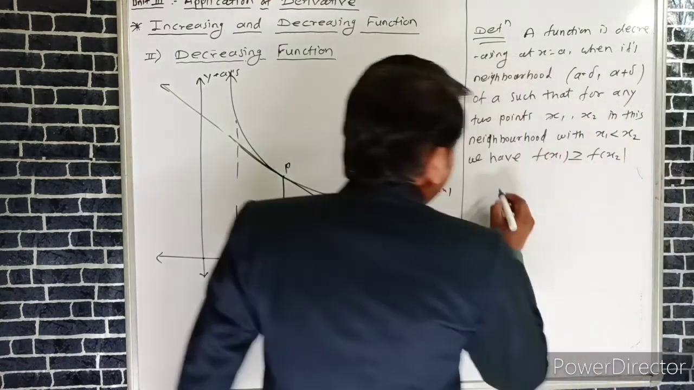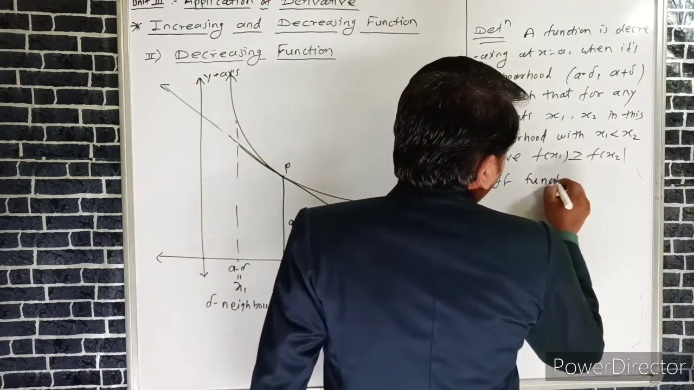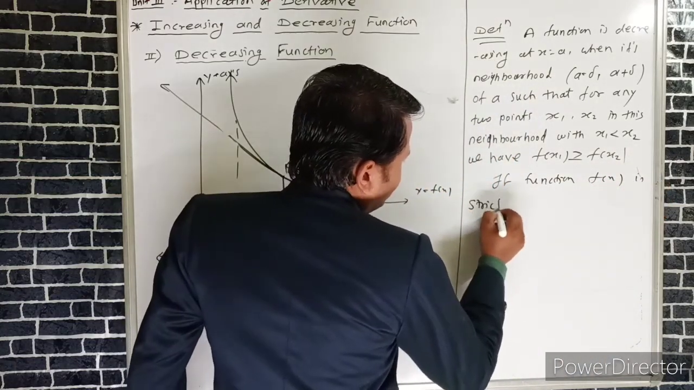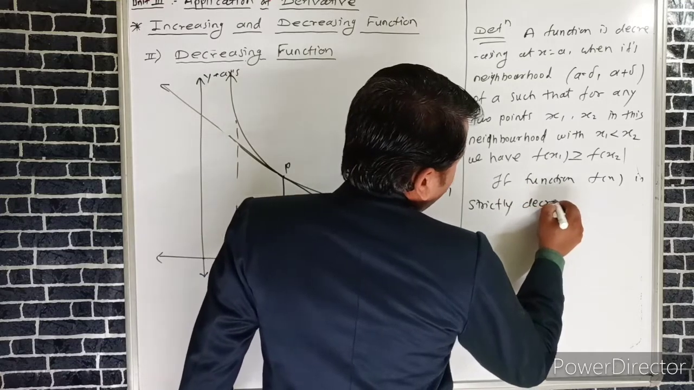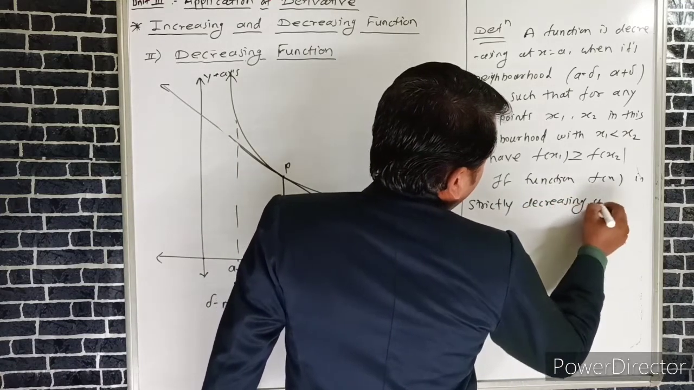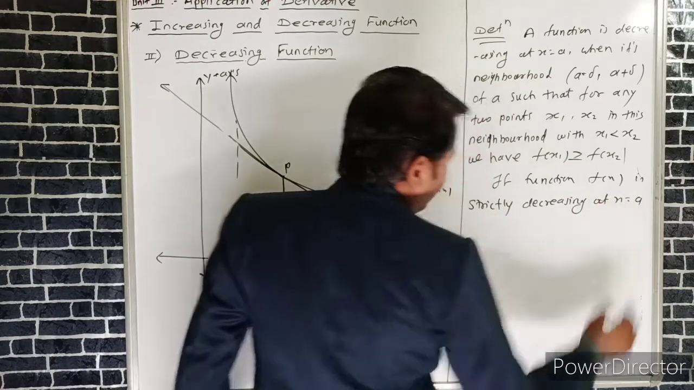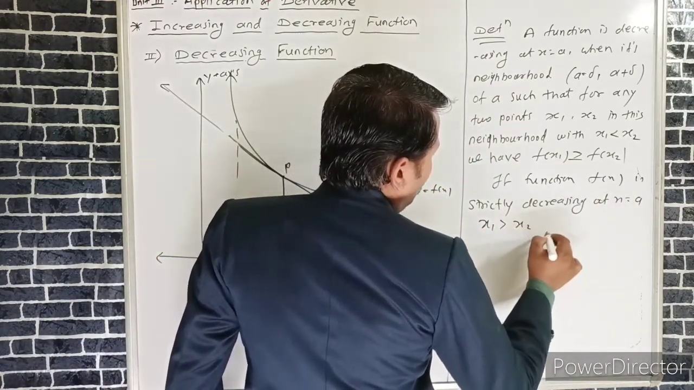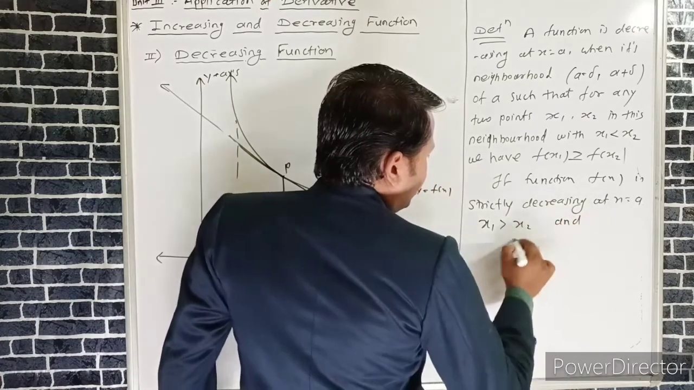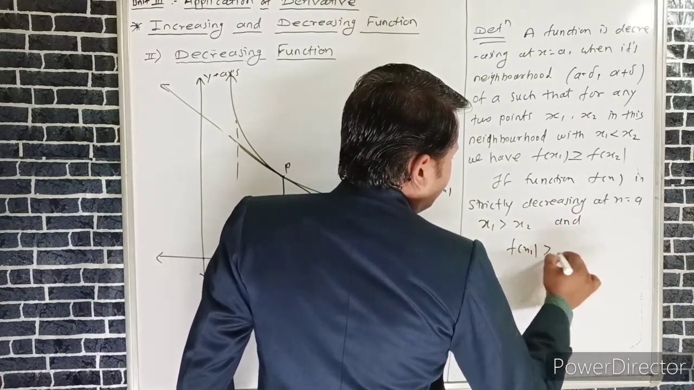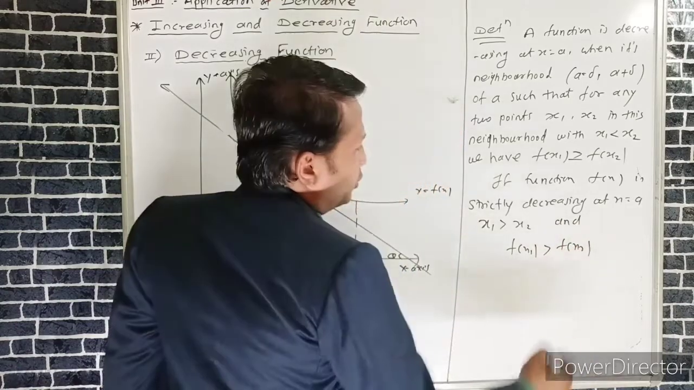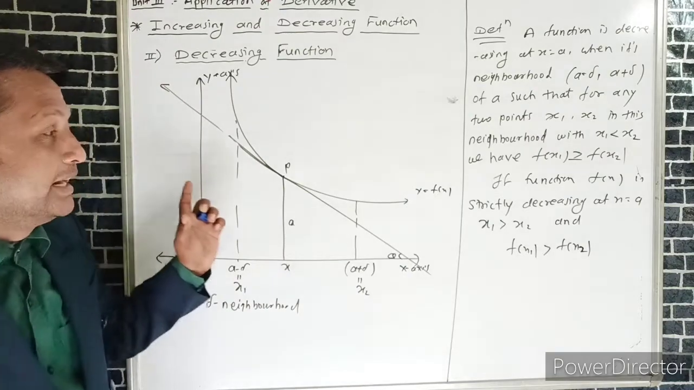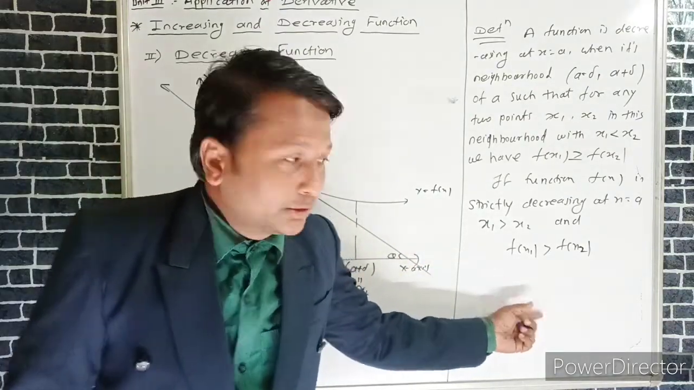So we can say that if the function f of x is strictly decreasing at x equals a, then when x1 is strictly less than x2, f of x1 is strictly greater than f of x2.